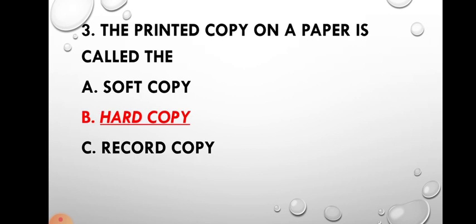C, both A and B, mark it correct. Third, the printed copy on a paper is called the, three options are there, soft copy, hard copy or record copy, and the printed copy on a paper is called the hard copy.